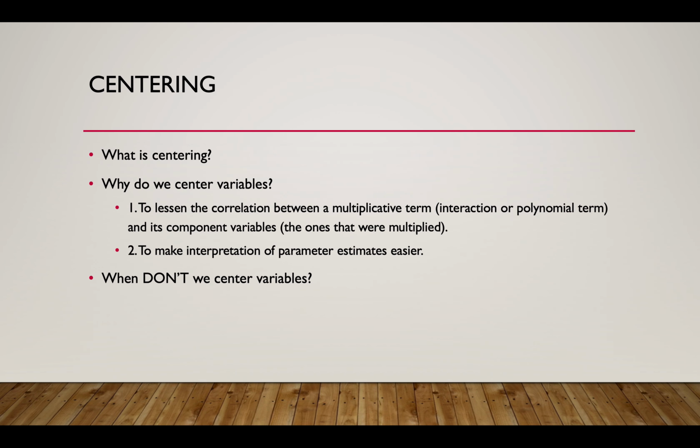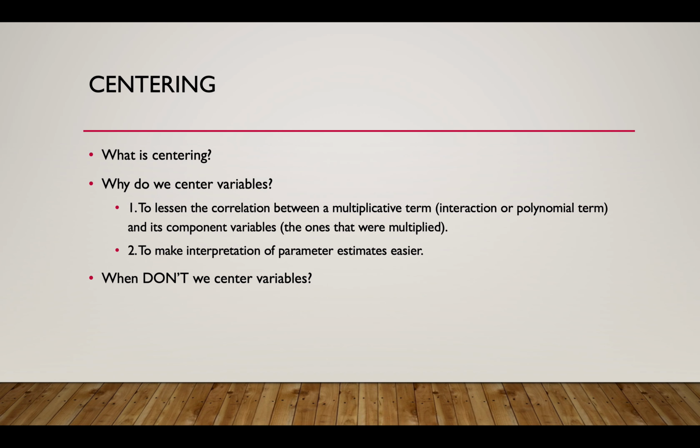All right, let's talk about centering. So what is centering? Centering is simple enough. It is when we subtract the grand mean, which is the mean of an entire data set for a given variable, from each individual observation. What that does is it tells you how far that person, that individual observation, is from the overall average of everybody.